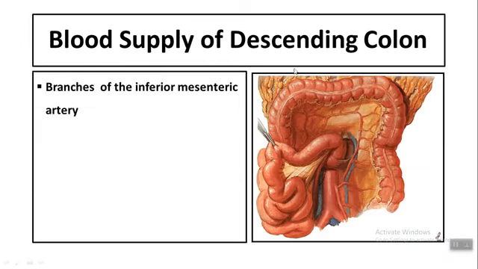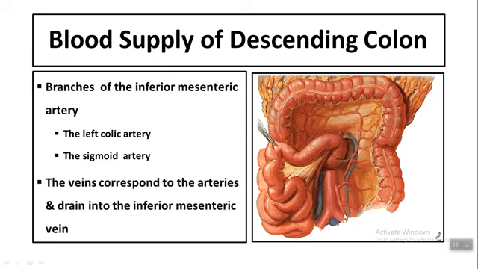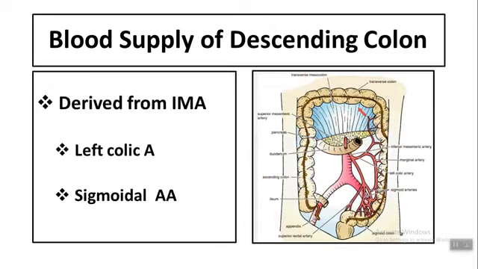The blood supply of the descending colon is derived from the inferior mesenteric artery. These are the left colic artery and the sigmoidal arteries. The veins will correspond to the arteries and drain back into the inferior mesenteric vein. As we said, because it is part of the hindgut, its blood supply will be derived from the inferior mesenteric artery through the left colic artery and through the sigmoidal arteries.